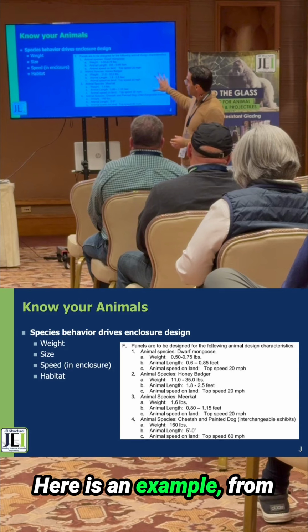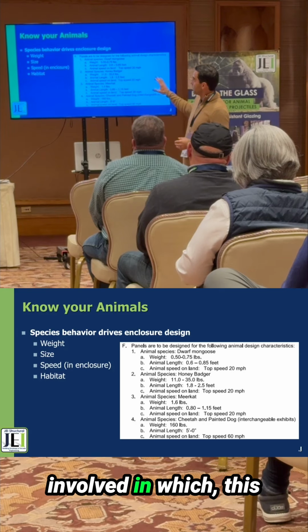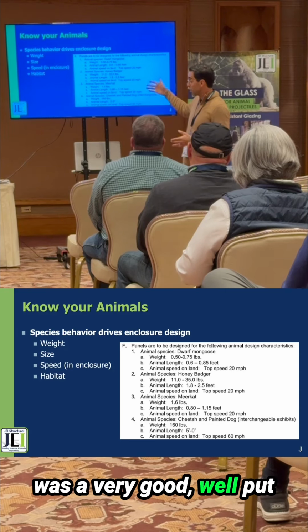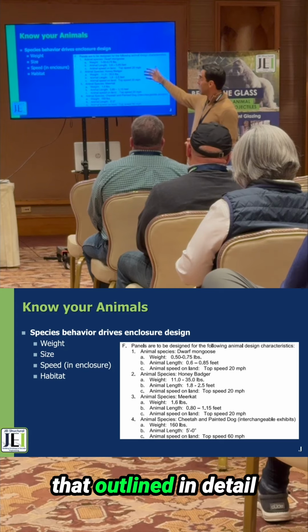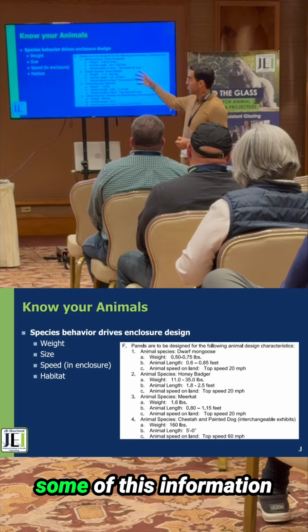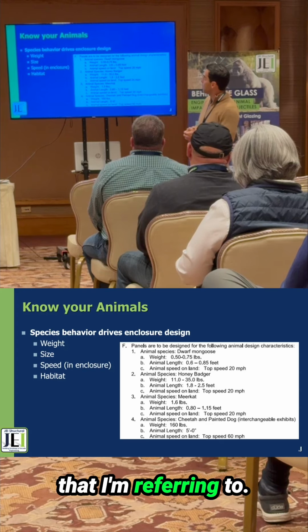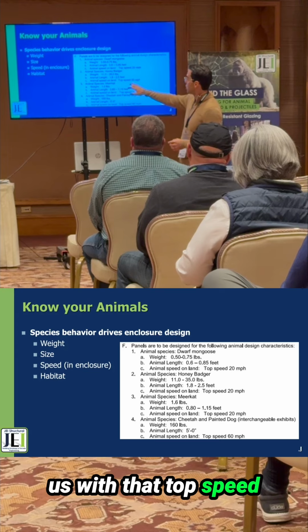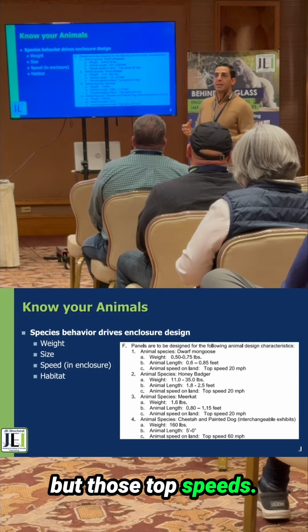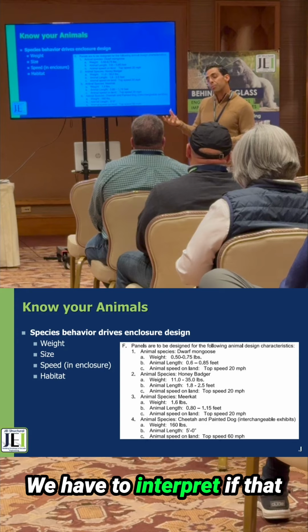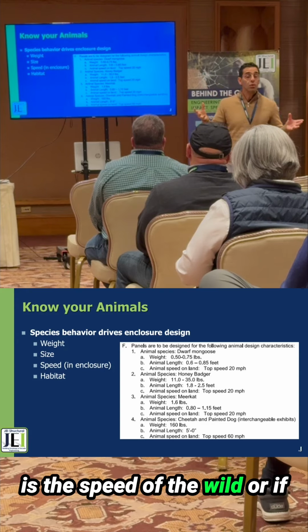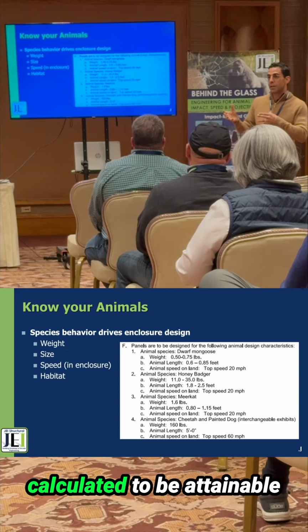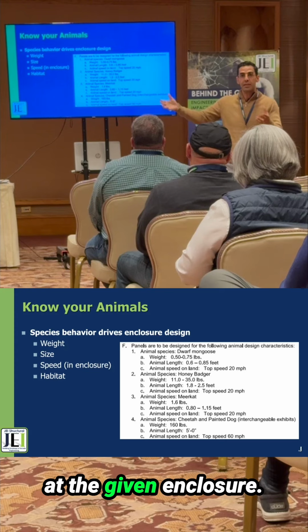Here is an example from a project that we were involved in, which was a very good, well put together set of specifications that outline and detail some of this information that I'm referring to. And you can see that many times they provide us with that top speed. But those top speeds, we have to interpret whether that is the speed in the wild or the speed that they have calculated to be attainable in the given enclosure.